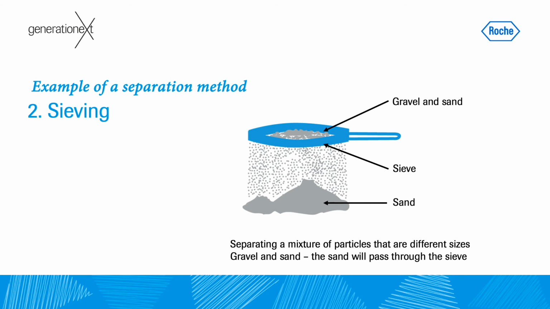Our next one you might be familiar with. It's sieving. Sieving enables you to separate different sized particles. For example, gravel from sand. Only the sand is small enough to pass through the tiny holes in the sieve, so the gravel gets left behind. It's similar to filtration, but sieving will also work with 2 solids, whereas filtration is used to separate a liquid from a solid.